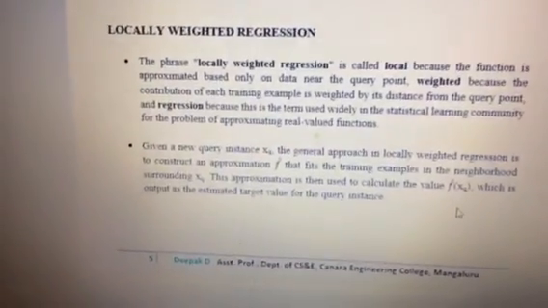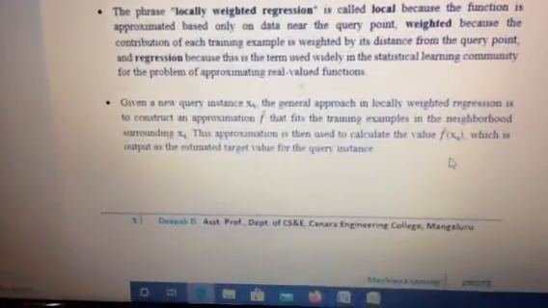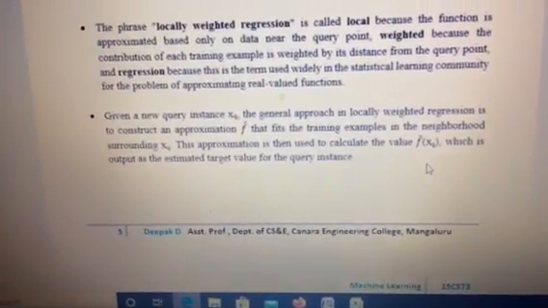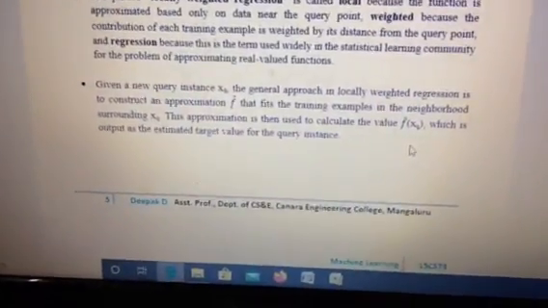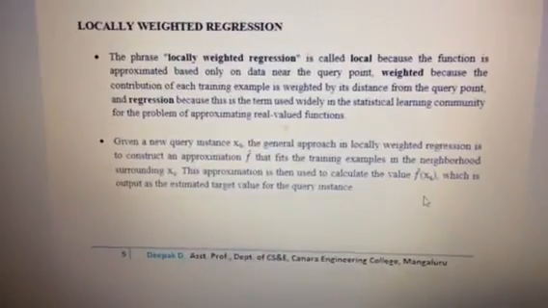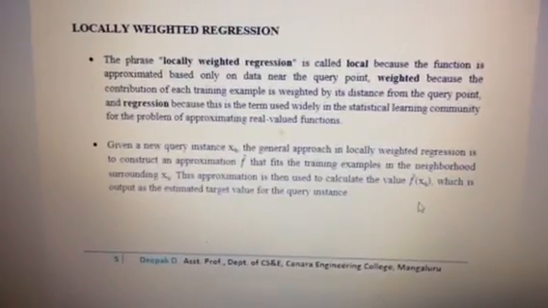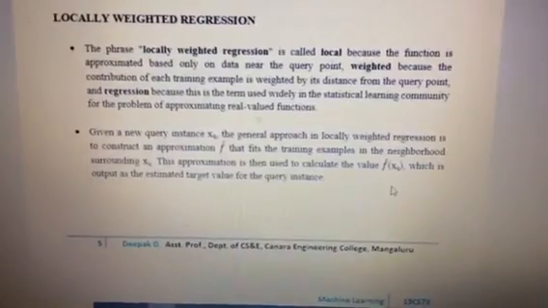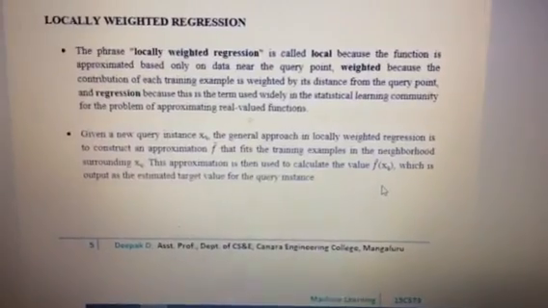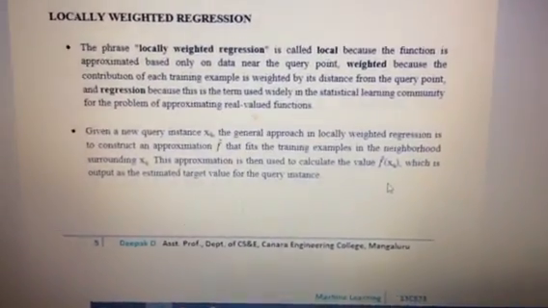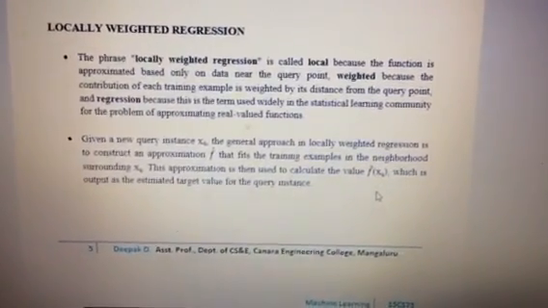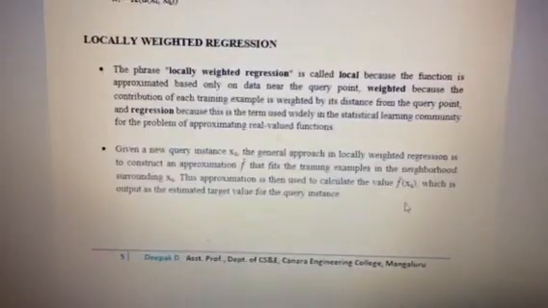So now let's understand the explanation of it. The k nearest neighbor approach approximates the target function, that is f of x, at a single query point. The locally weighted regression is a generalization of the k nearest neighbor algorithm. It constructs an explicit approximation of a function f over a local region surrounding a query point. The locally weighted regression uses nearby or distance weighted training examples to form a local approximation.